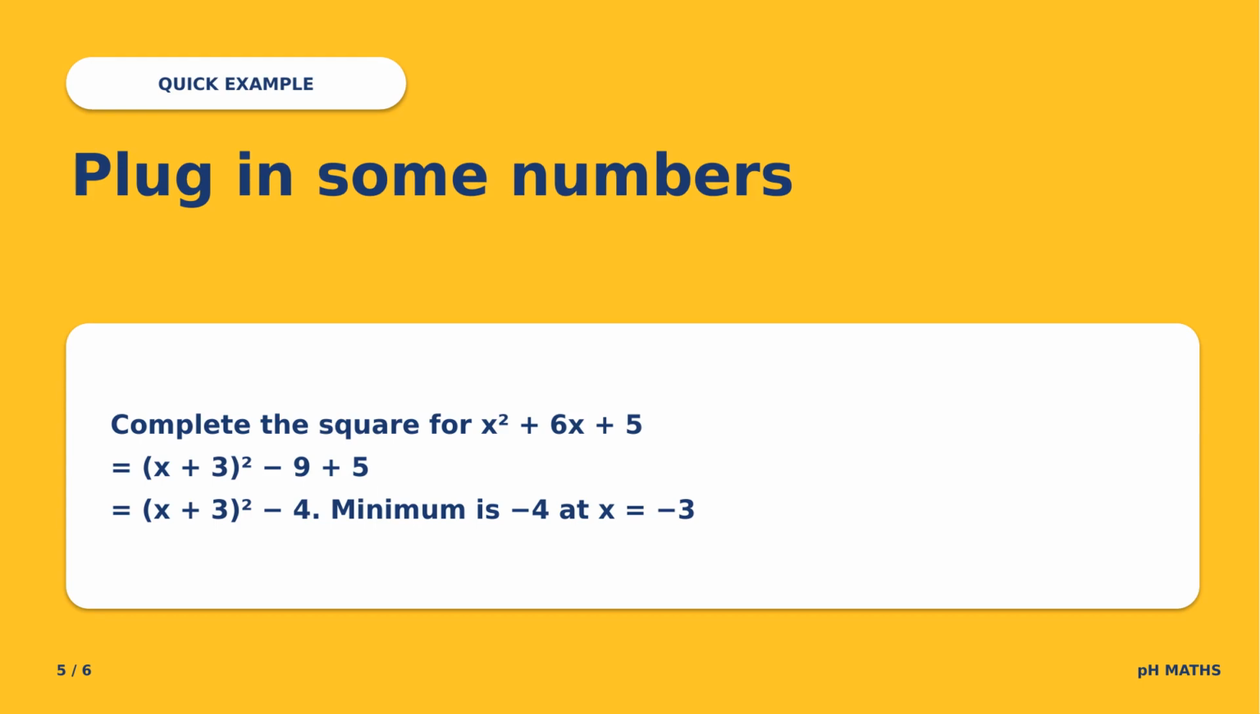Common slip: forgetting the minus (b over 2) squared term. The bracket on its own would overshoot. It adds an extra constant that wasn't in the original, so you subtract that constant back out. Halve it, square it, subtract, and only then add the c.